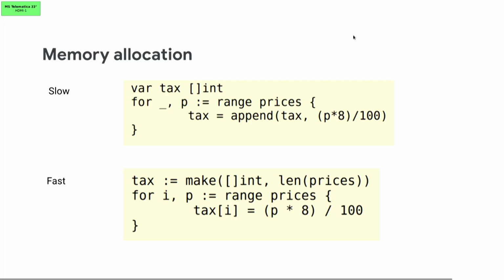For example, allocating upfront, here, one call to the built-in function make, is more efficient than allocating many times in a loop with the function append.